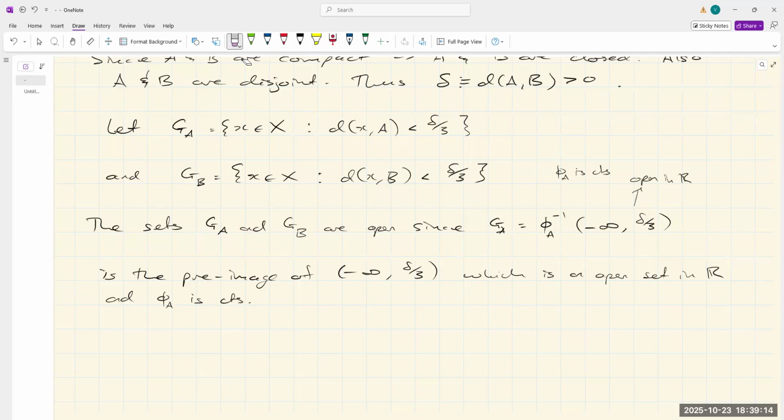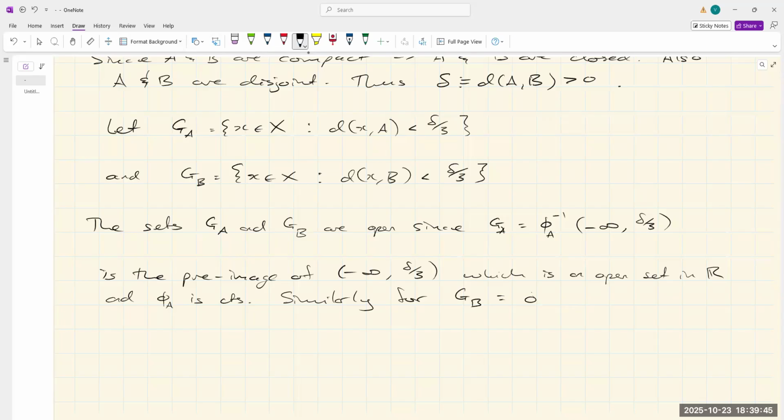Okay, so that's why we needed to know that this mapping phi was continuous, because when we define GA and GB in this way, I need to argue somehow why these sets are open. If I could show they are the pre-image of open sets under a continuous function, then they will be open as well. Okay, and same thing for GB. Similarly for GB, right?